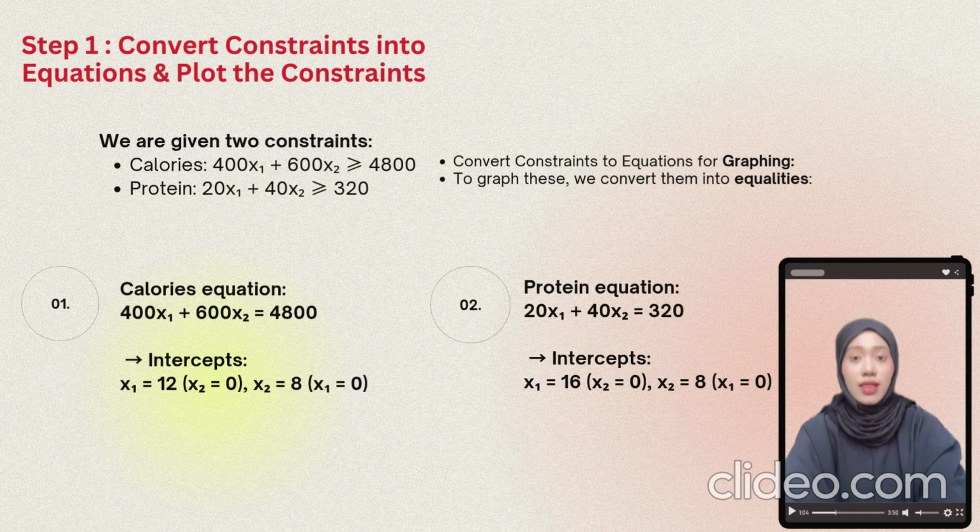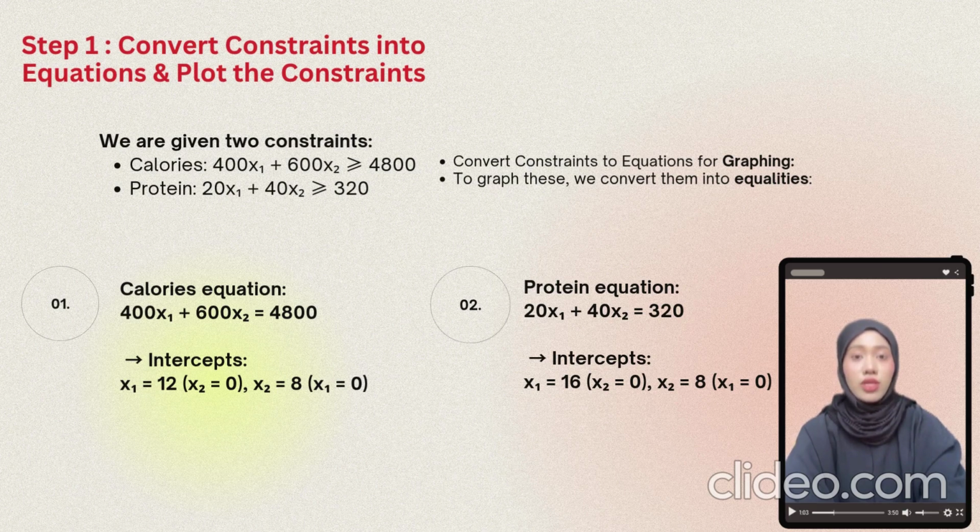So first, the calorie constraint is 400x1 plus 600x2 greater than or equal to 4,800. We convert it to 400x1 plus 600x2 equals 4,800. Now, we find the intercepts to help us draw the line. If x2 is 0, then x1 equals 12. If x1 is 0, then x2 equals 8.